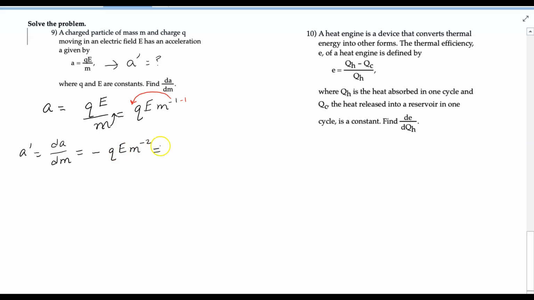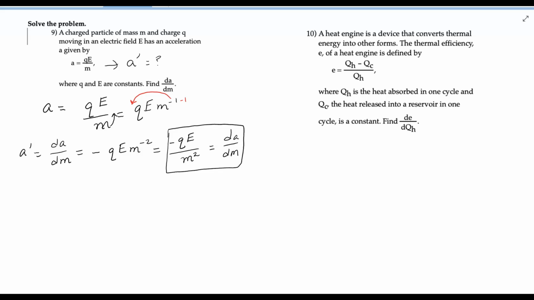So if you want to express this using only positive exponents, you will say negative qE divided by m squared. This is what dA/dm looks like, or a prime in this case. So there's your answer there. Really nice little application. And of course you'd have values to plug in, and you'd be able to find the rate of change of the acceleration in this system. Okay, so let's take a look at another example.